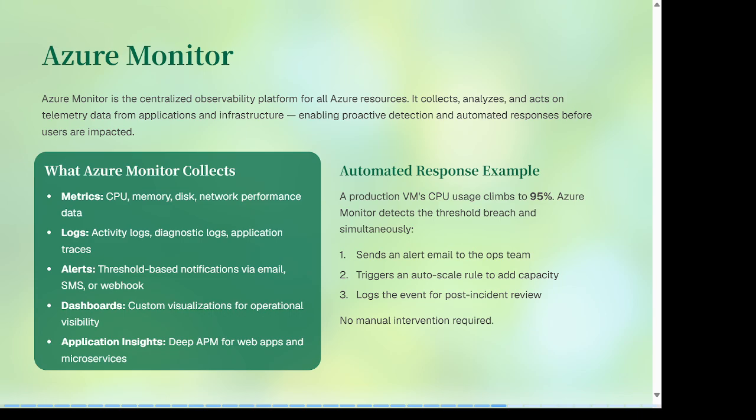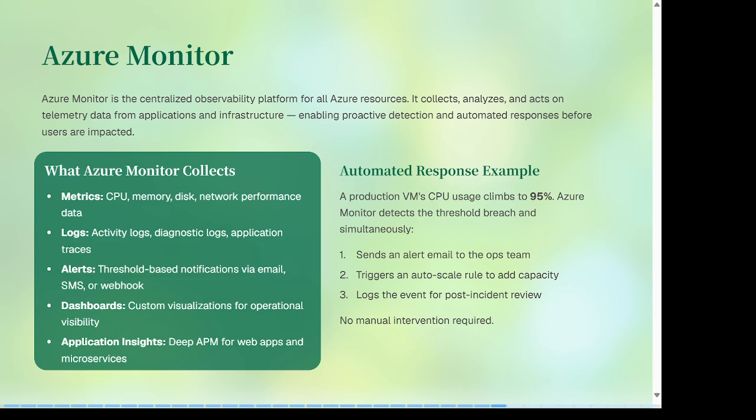So let's understand this with a simple real world scenario. Azure Advisor detects a virtual machine running 24/7 with no real usage. It analyzes the usage pattern and recommends to shut down or resize the VM. Business impact. After following the recommendation, the organization saved $500 per month instantly. No complex optimization work required, just actionable guidance.